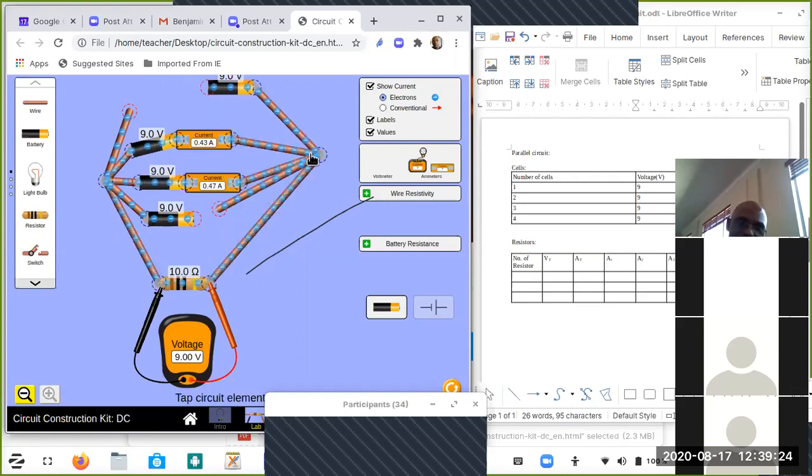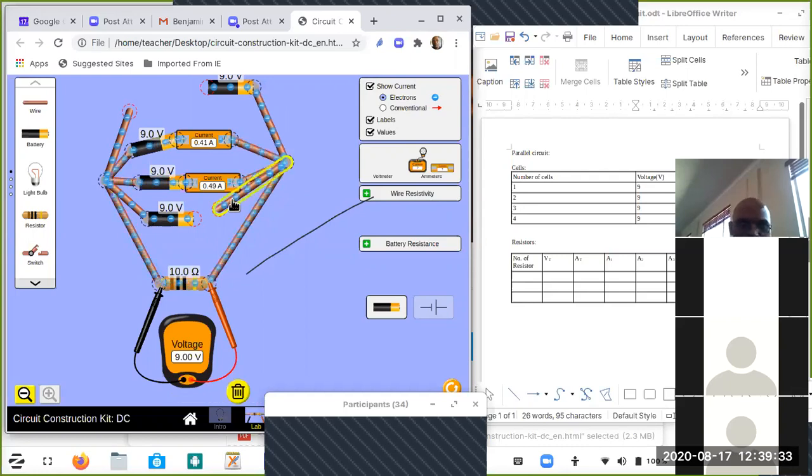Do you see the two pathways? Yes, sir. Right. We now have two pathways. May you take note of the readings on the ammeters? The readings are 0.41A and 0.49A. All right. That's the current flowing through the two pathways, right? So we've got two pathways that we have there.